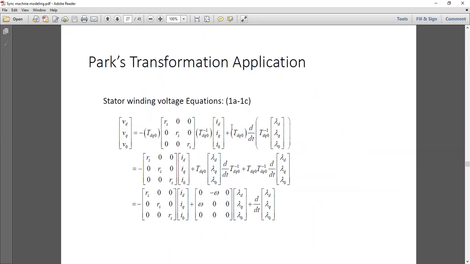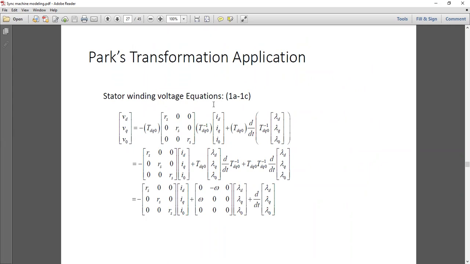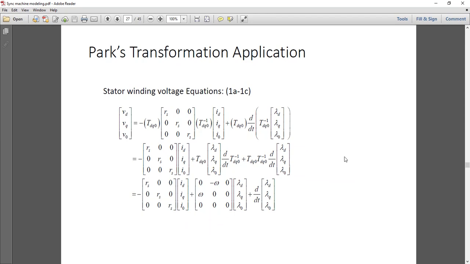And then we applied the Parkes transformation for the stator winding voltage equations, and we were supposed to obtain the VD, VQ, and V0. Of course, there are some steps skipped from this long derivation, and those are supposed to be solved from your end as a part of assignment number 1. Okay. So let's continue from here today.